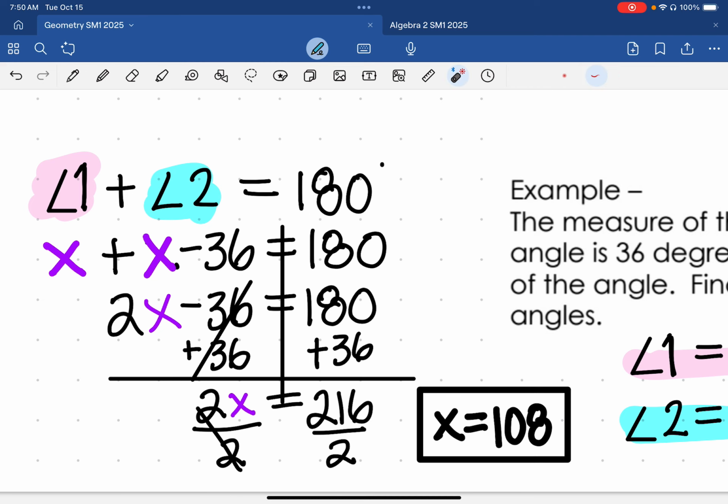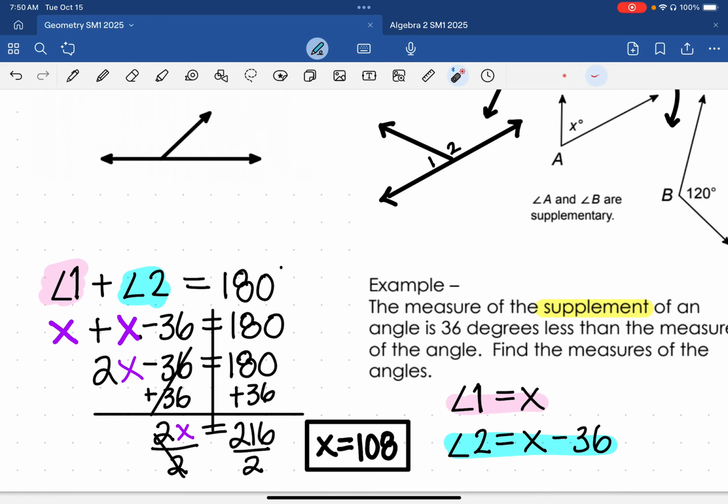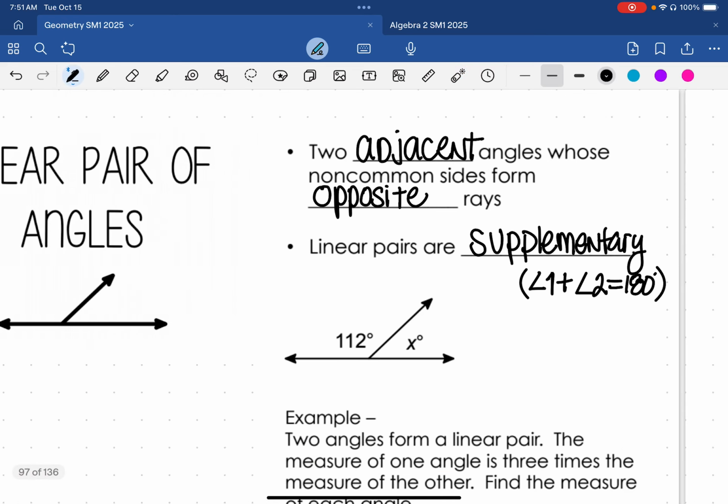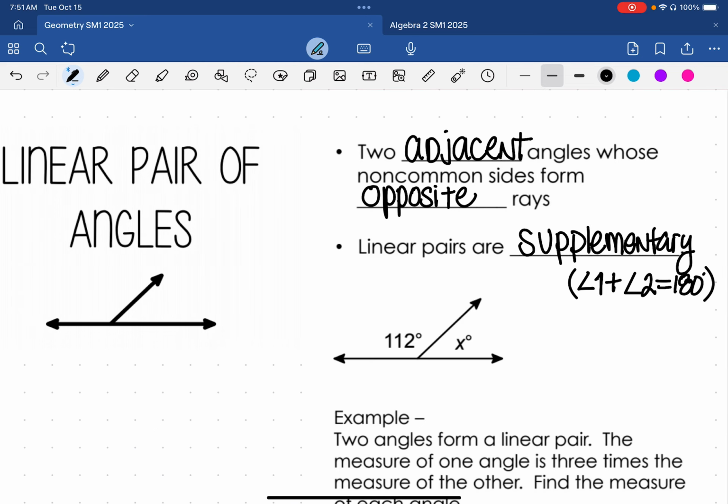Now remember, you could also go back and substitute this in. Of course, that means that angle 1 is 108 because it's simply x. And then angle 2 would be 108 minus 36, which in my calculator is 72 degrees. So we would have 108 degrees and 72 degrees if we were to substitute back in. All right, let's take a look at our linear pairs.